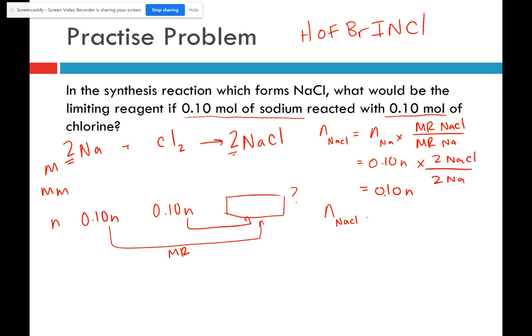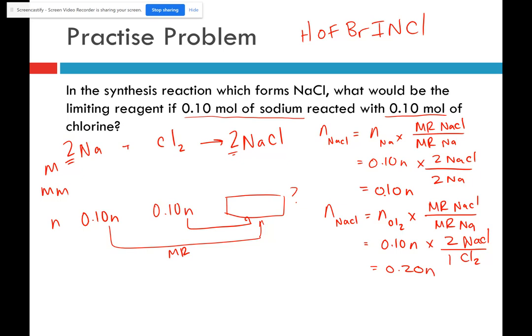Now, how many moles of sodium chloride can I make if I use up all my chlorine? Well, I'll do the same thing here. I'll put in my mole ratios. Okay, so I also had 0.1 mole, but if I look now, my ratio is 2 over 1. So I'm going to be able to make twice as much.